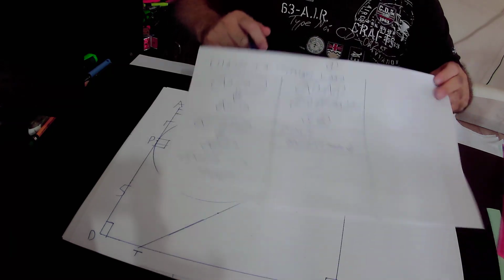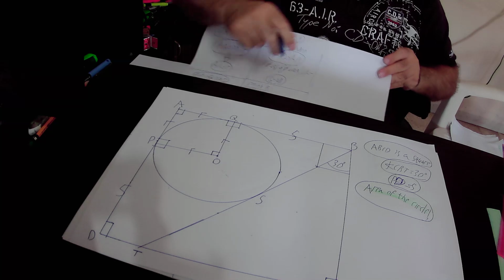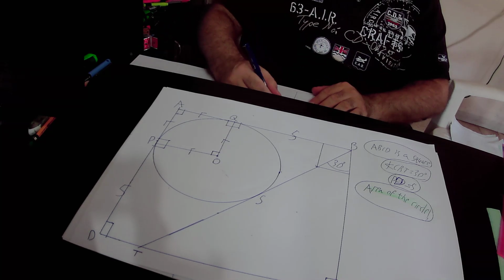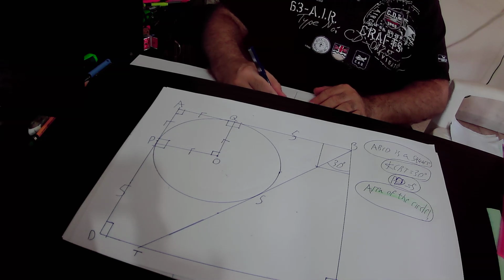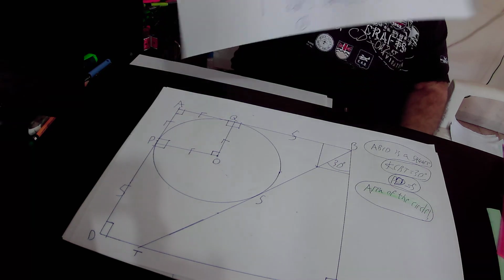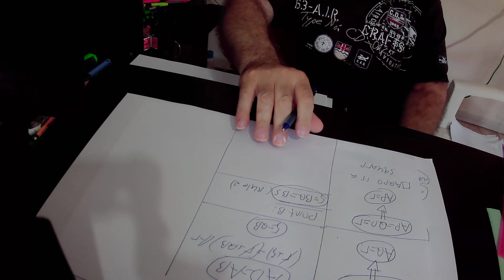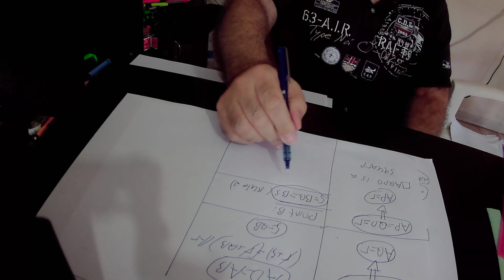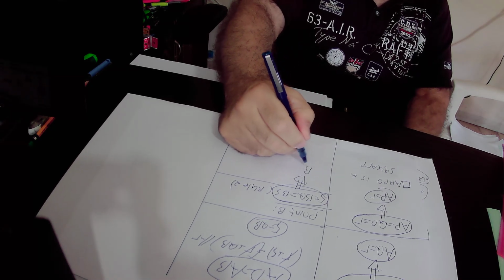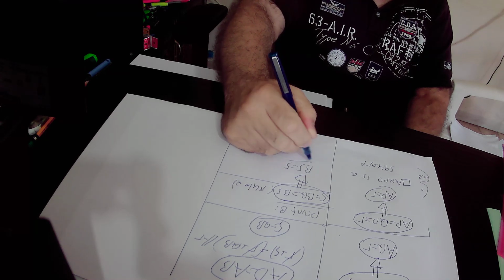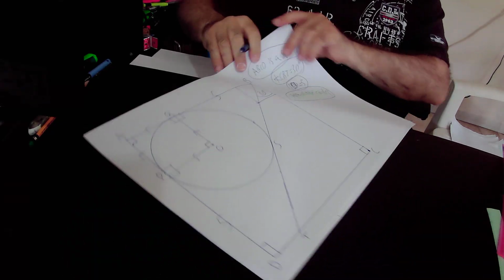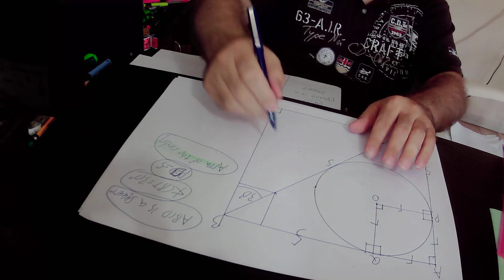We have already found out that BQ equals 5 units, so we can write here that BQ equals 5 units. And from this equation, 5 equals BQ equals BS, we derive that BS is also equal to 5 units. Here, BS equals 5 units.